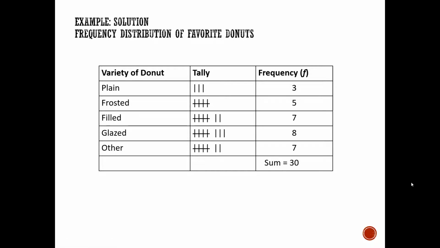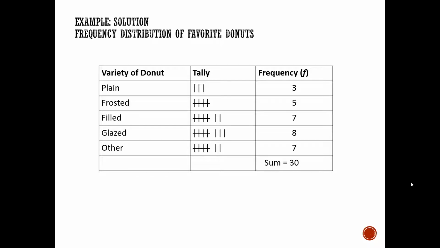Okay, hopefully your chart looks a little like this. Now, you might not have written them in the same order that I have them here, plain, frosted, filled, glazed, and other, but your tally should be representative of these different categories. You should have 3 that are plain, 5 frosted, 7 filled, 8 glazed, and 7 other. When you sum those up, the sum is 30, and this is a frequency table.